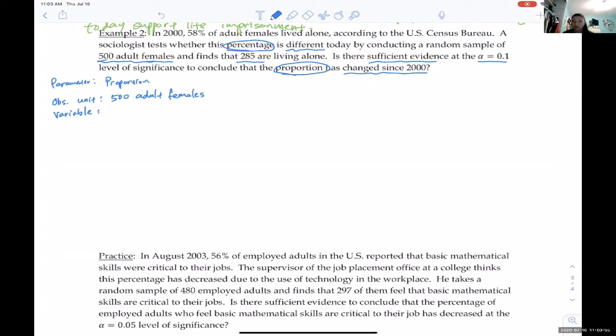Who lives alone? Percent. More specifically, the percentage who lives alone, right? Okay, so far so good. Now let's collect the data. What is our X? What's the number of successes, which is basically your variable? Out of the 500 that we sample, how many actually lived alone?